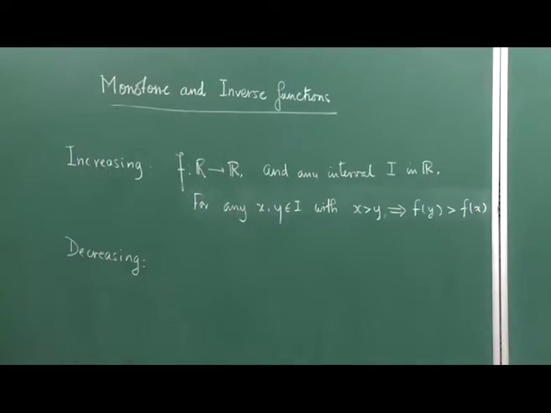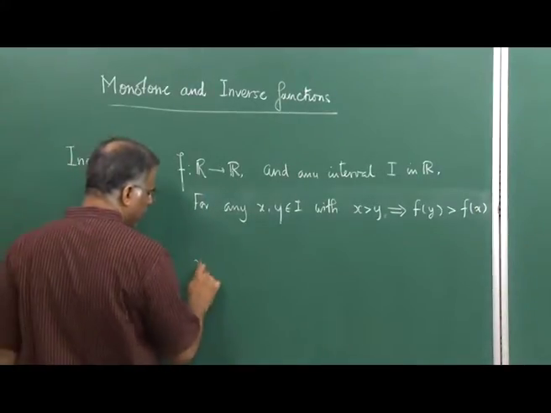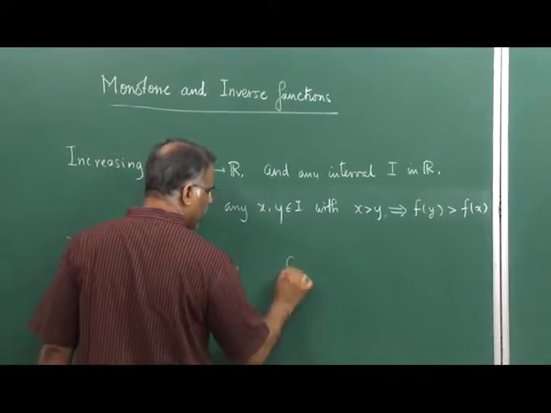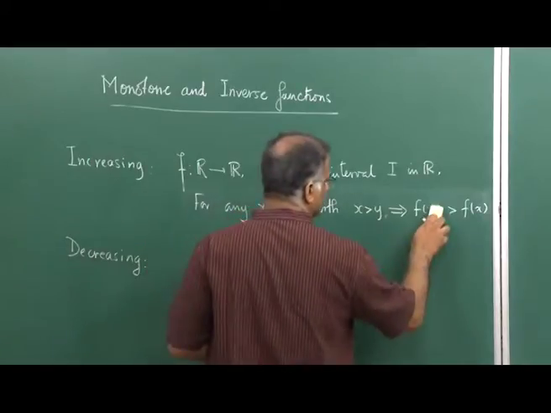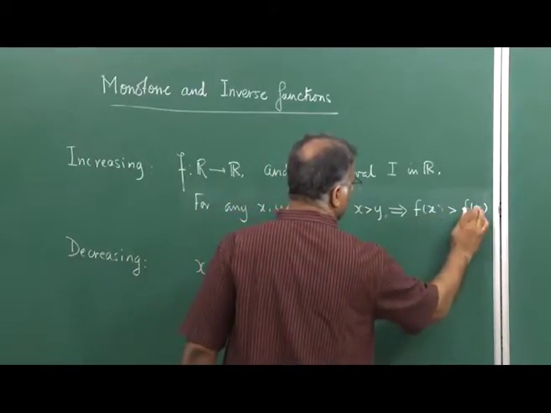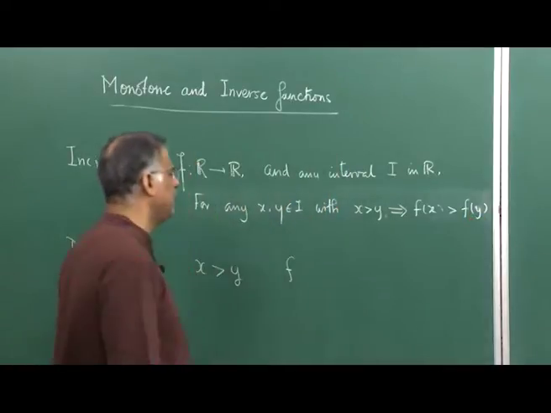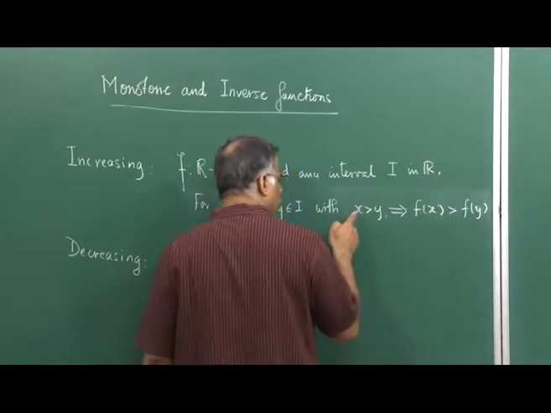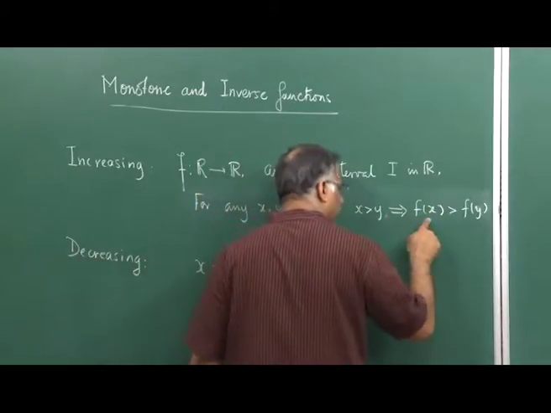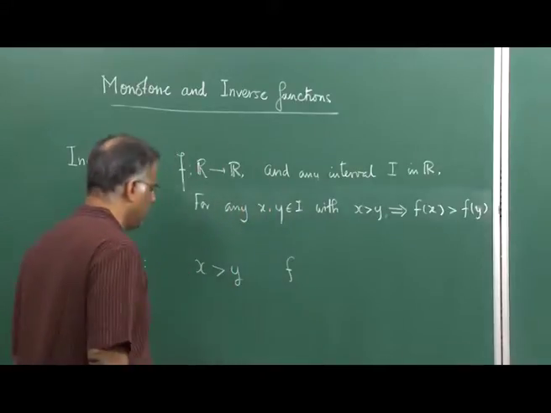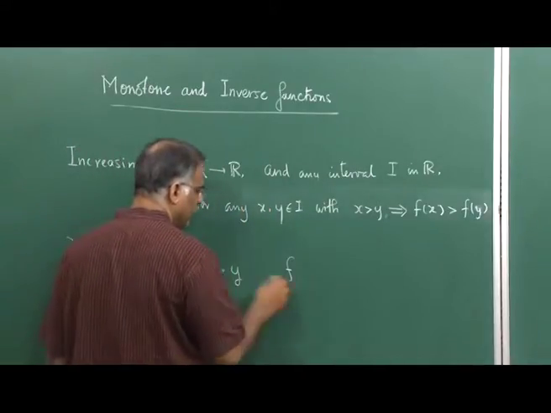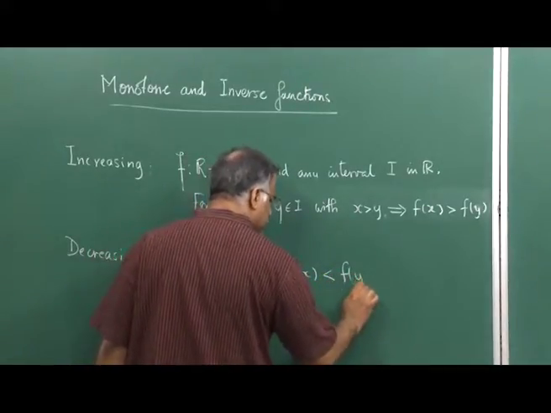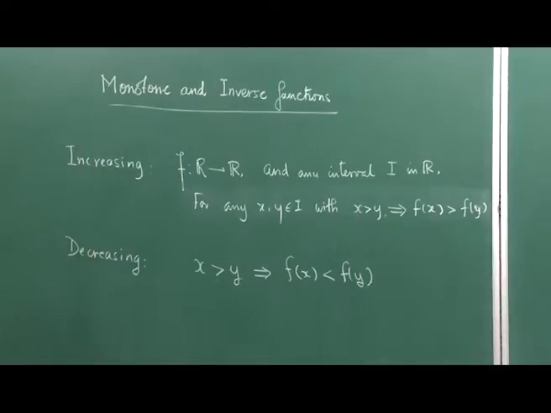And the decreasing thing is the same, where whenever x is strictly bigger than y, the function value should decrease. So when x is strictly bigger than y, fx should be strictly bigger than fy. This is increasing. Sorry, I made a mistake. I just wrote the decreasing definition. So increasing means when x is bigger than y, f of x should also be strictly bigger than f of y. If x is bigger than y, it should imply that f of x should be strictly lesser than fy. So that is the meaning of decreasing.